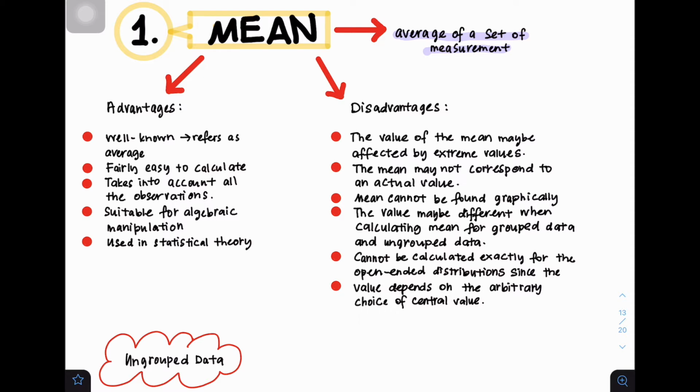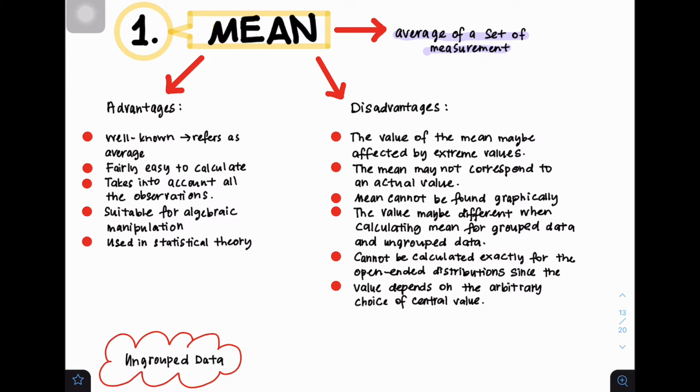So dia ada advantages dengan disadvantages dia. So advantages dia adalah is well known, which refers to average. Kita dah tahu dah. Kalau kita cakap pasal purata, semua orang tahu it refers to average, nilai purata. Fairly easy to calculate, very easy to calculate. Okay, it's either we calculate by using the formula or not. It's very easy. Takes into account all the observation. So untuk kita cari purata, kita akan consider semua data yang kita ada. Suitable for algebraic manipulation and use in statistical theory. Ini the general lah, general advantages.